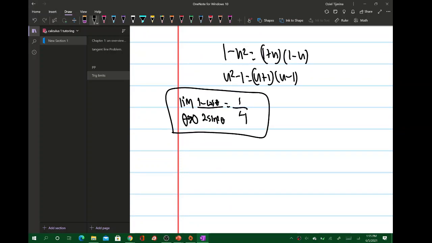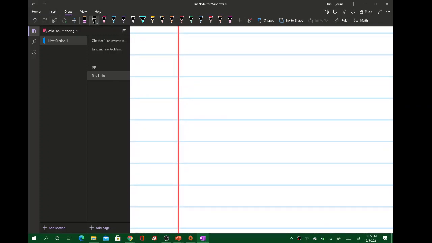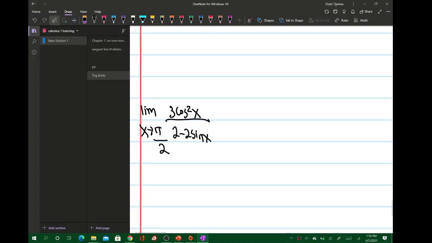Okay, one more, let's do one more, and that'll be it for this video. So the limit as x approaches pi over 2 of 3 cosine squared x over (2 minus 2 sine x). So this is 3 times (1 minus sine squared x) over 2 times (1 minus sine x).